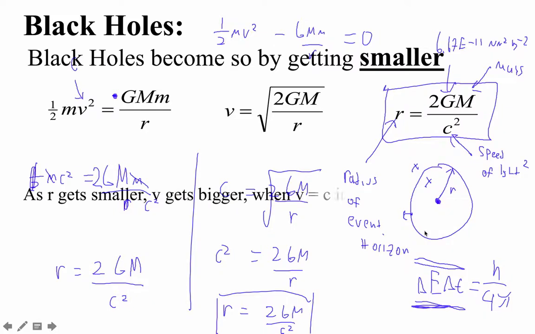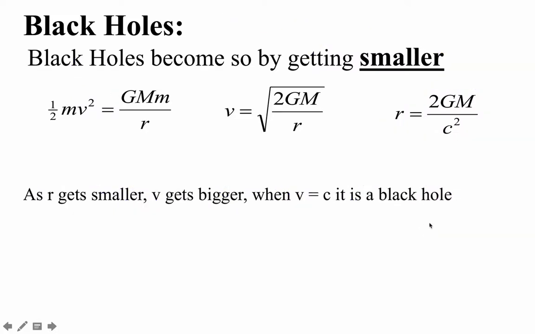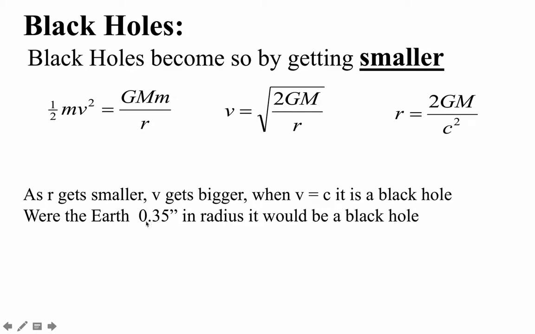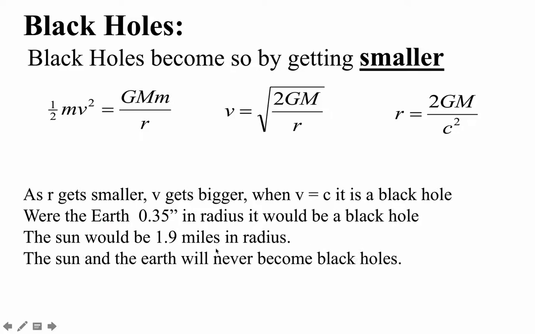All right, so anyway, that's an interesting thing. Black holes actually do that by getting smaller. They become black holes by getting smaller and smaller and smaller: as r gets smaller, v gets bigger. When v equals c, it becomes a black hole. If you could compact the Earth into about 0.35 of an inch in radius, it would be a black hole. The sun would be 1.9 miles in radius. But the sun and the Earth will never, in a natural process, become black holes. They could get gobbled up by a black hole.